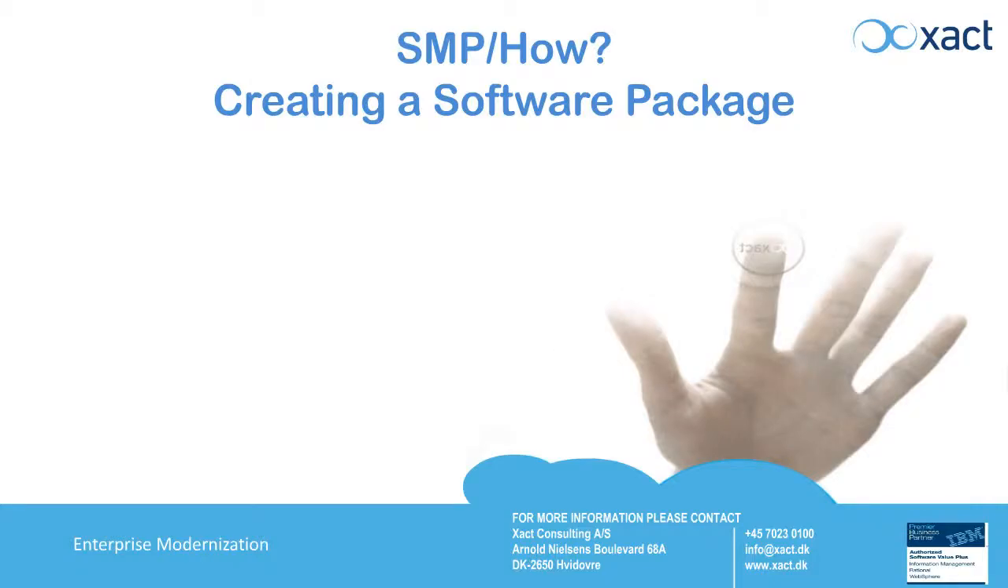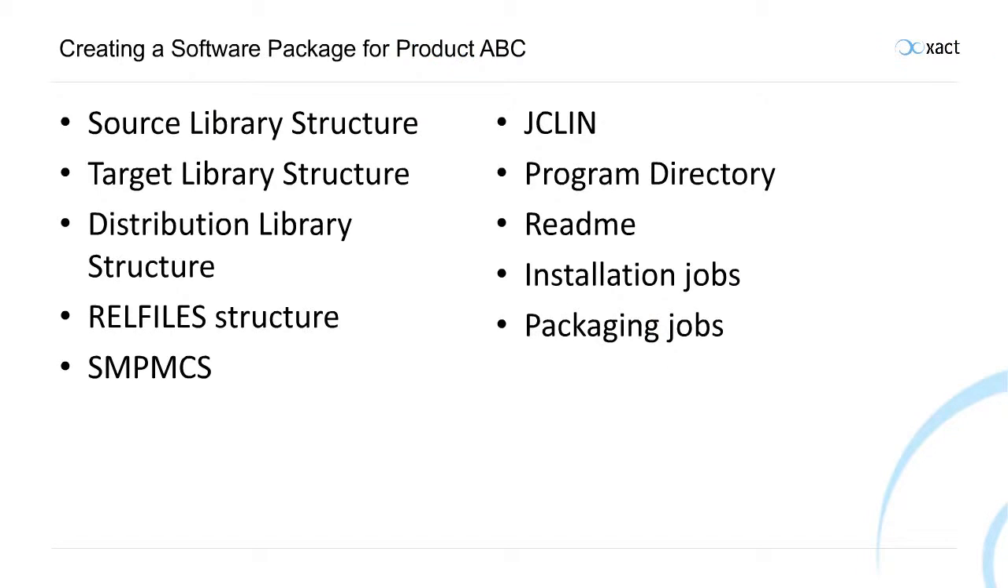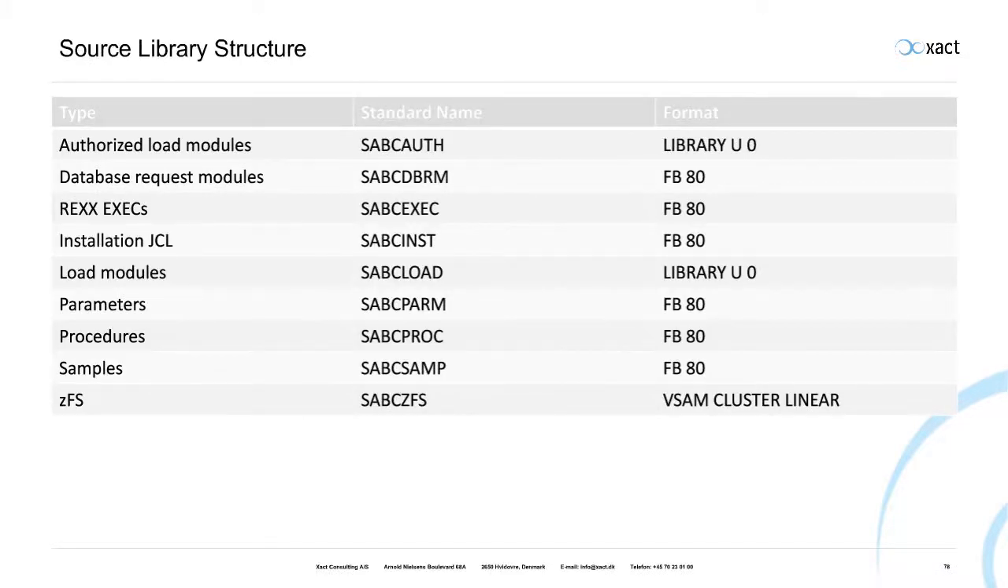When a vendor has developed, built and tested a product, it is ready to package with SMP. Let us look at the library structures as seen by the packager. The source libraries are the ones used by the vendor to develop the product. They might have all kinds of names, but it makes life easier for the packager to use the same names as the target system.